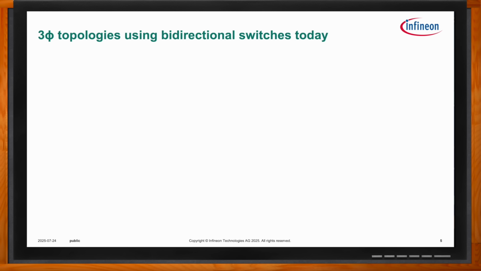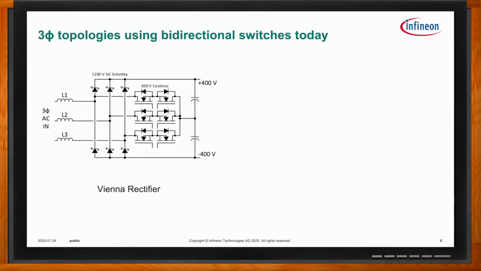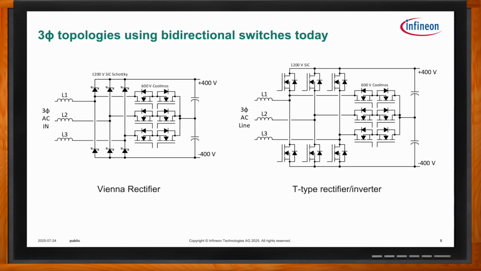And in that case, if we go to the next slide, you can see the three-phase topologies that do use bidirectional switches today. On the left, this is the classic Vienna rectifier, which was originally three-phase. So it's really just three of those that we looked at earlier, the single phase, put together, as it doesn't matter if it's delta or Y connected on the three-phase in. And there's a variant of this known as the T-type rectifier, which can also be an inverter.